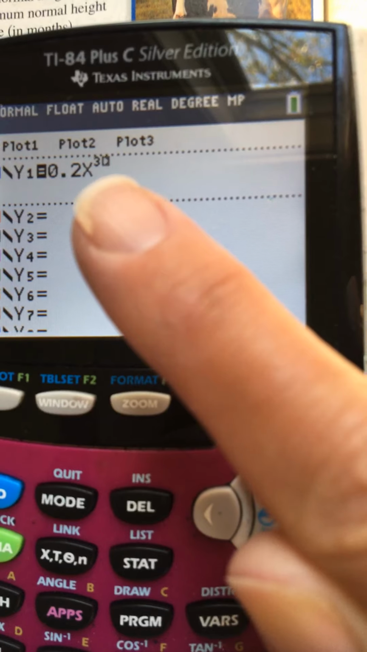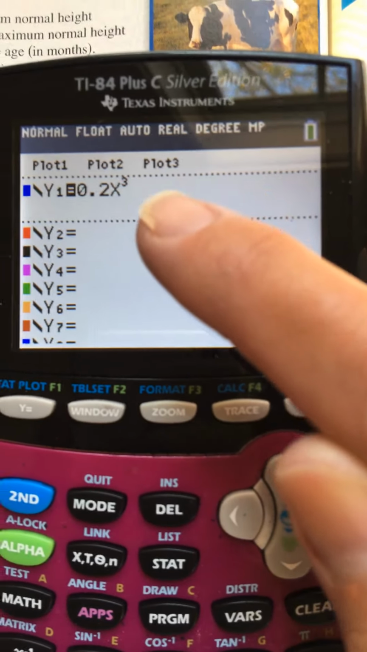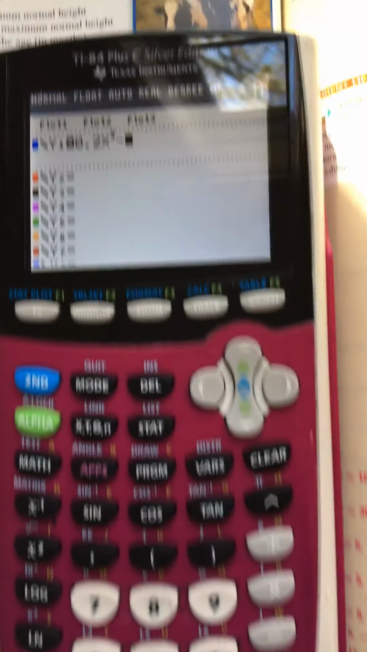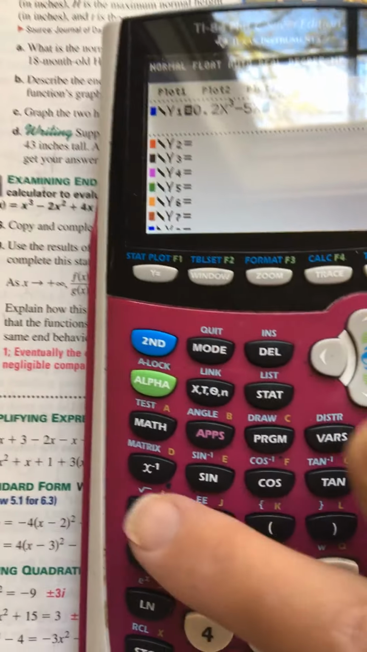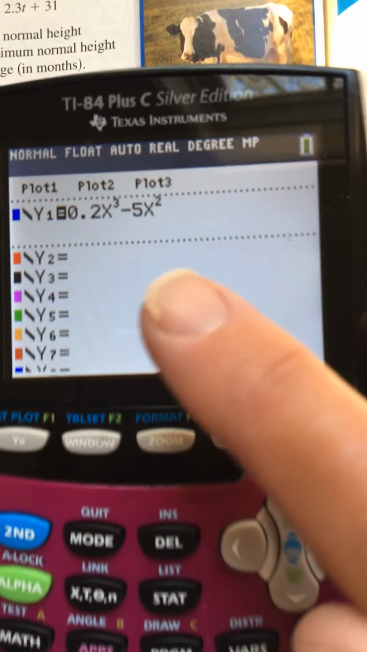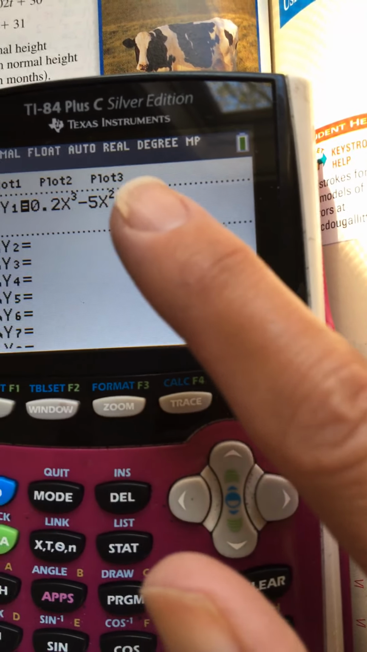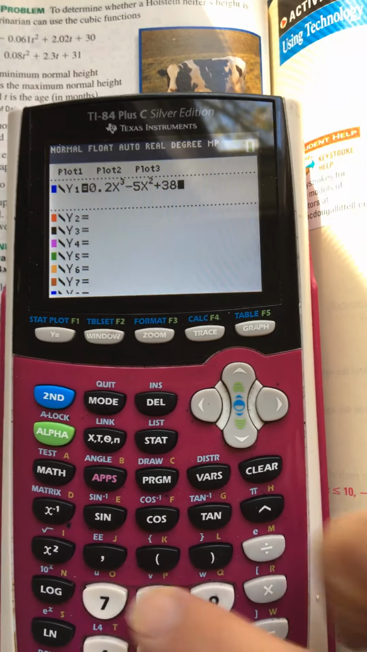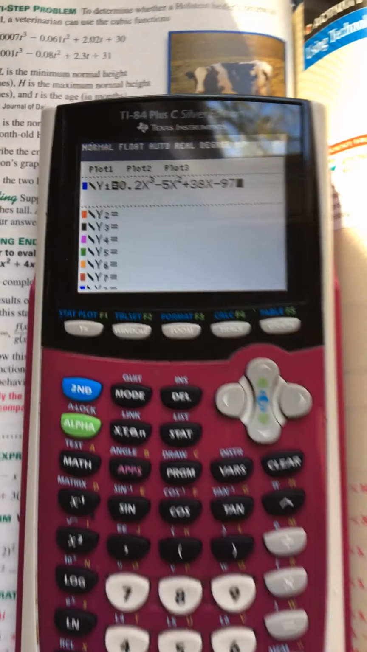Now this is the tricky part. You've got to arrow over, or else you'll stay up in exponent land, and we want to be down in numerator land. Okay, now I say minus, it's right there, not negative, minus 5x squared. Now this time use this button for your squared. Get in the habit of using that, because it'll give you squared and put you back down to numerator land, and you won't be up in exponent land typing away thinking you're putting in the right problem when you're not. Okay, now it's plus 38x, you can see it up there, minus 97. Okay, so that's my equation.